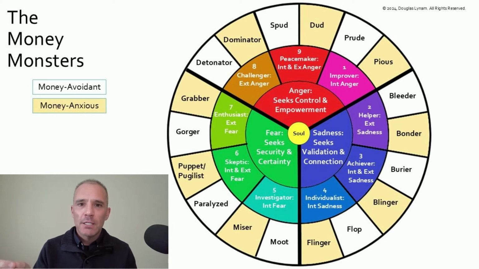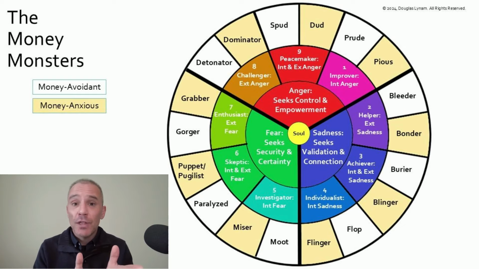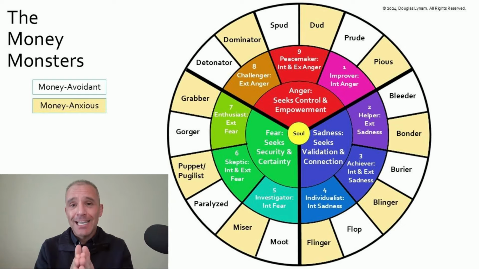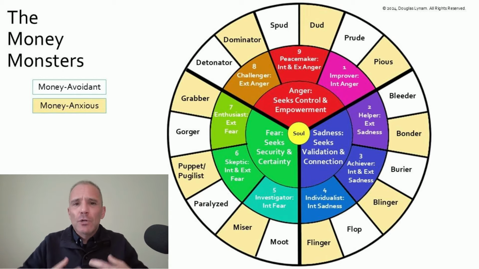The barrier is the type 3. Since 3s have this fear of being worthless, they tend to equate their net worth and their self-worth. Those two things tend to correlate very tightly. And being poor is never a good image, and type 3s are very image conscious. And so when their finances aren't in good shape, they don't want to look at all the sadness or all the shame that it brings up in them.